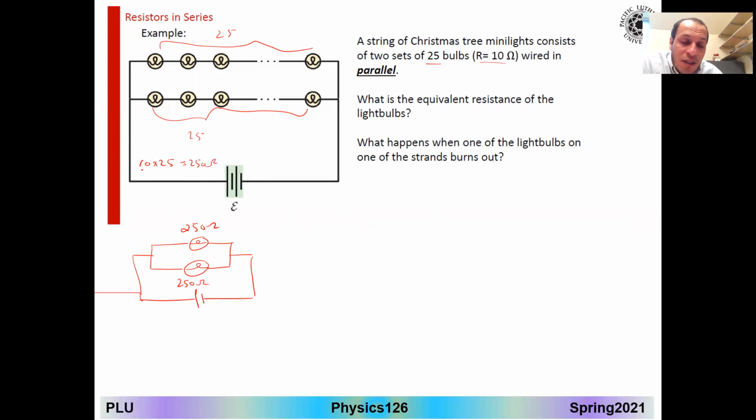I have one single resistor and 25 light bulbs. Now what I do, I have those equivalent resistors in parallel, so I can connect them, or I can find the equivalent resistance by the formula that we used before. The equivalent will be equal to 1 over 250 ohms plus 1 over 250 ohms. And if you calculate this one and flip it around, you end up with R equivalent being 125.